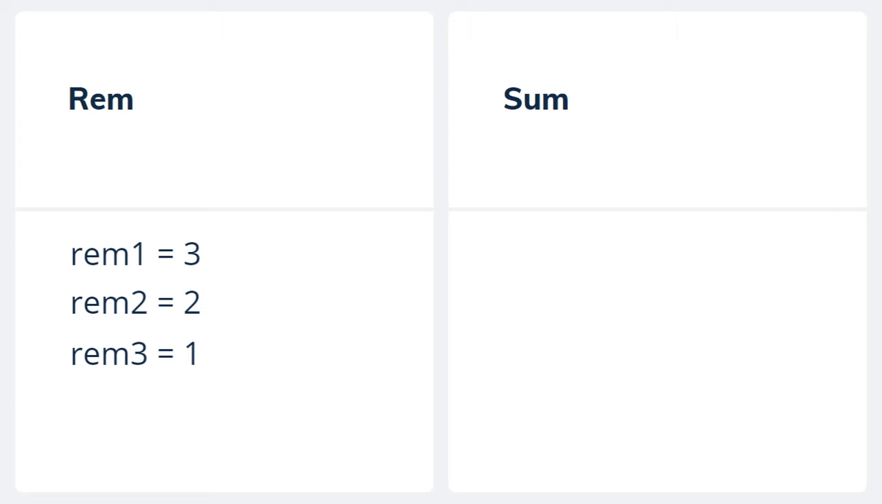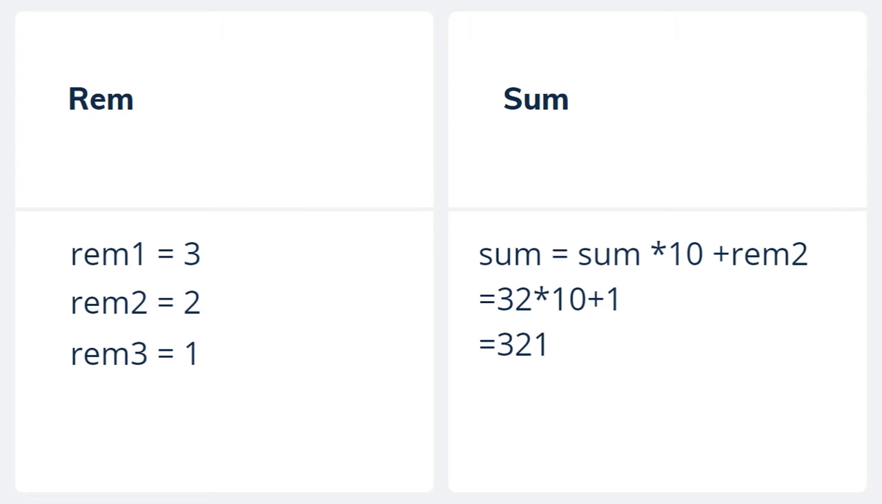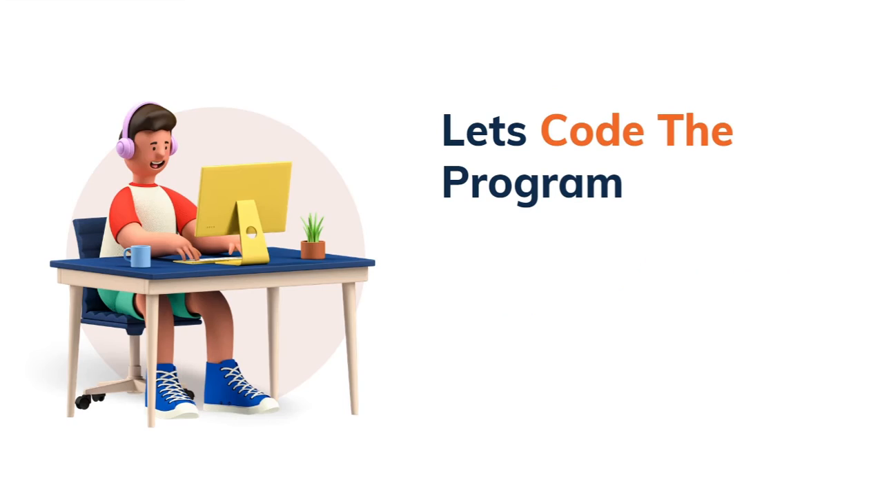At last we have the remainder 1. We have the value of sum as 32, and we are going to multiply 32 by 10 and add 1 to it. So we have 3, 2, 1. So now let's get straight into the coding part.